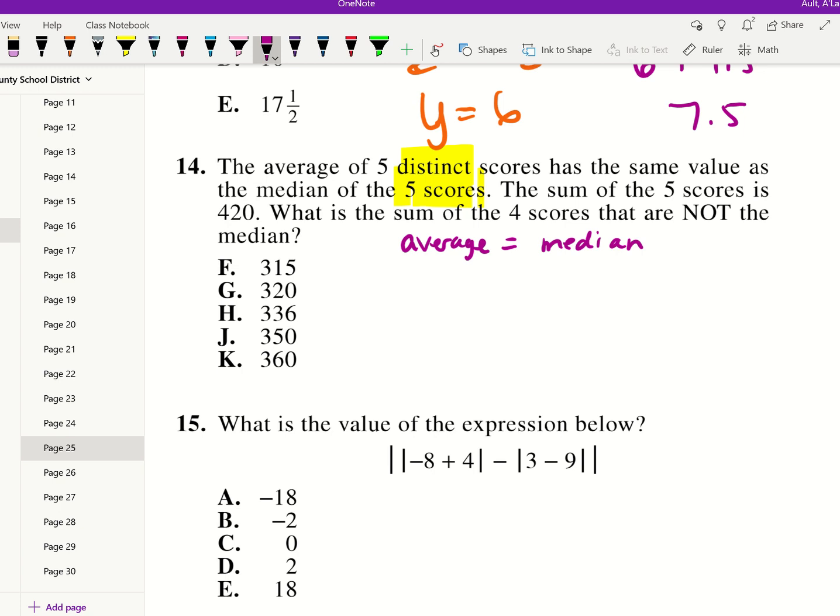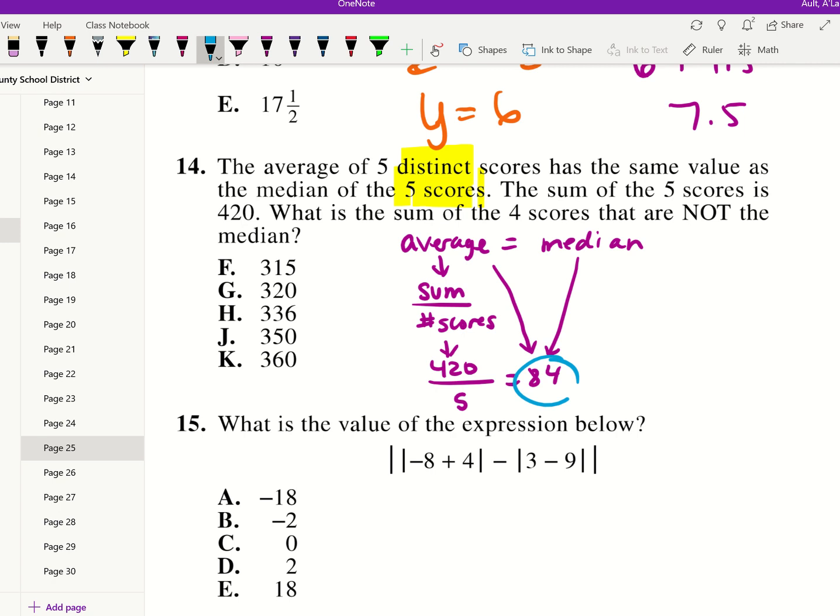Now, here's why that's helpful. The way you find the average is you add up all of the scores and then divide by the number of scores that you have. So since we know that the sum of the scores is 420, and we also know that there were 5 scores, that's enough information for us to know what the average is, which is 84. Because the average and the median are the same, both the average and the median have a value of 84. So keep that in mind.